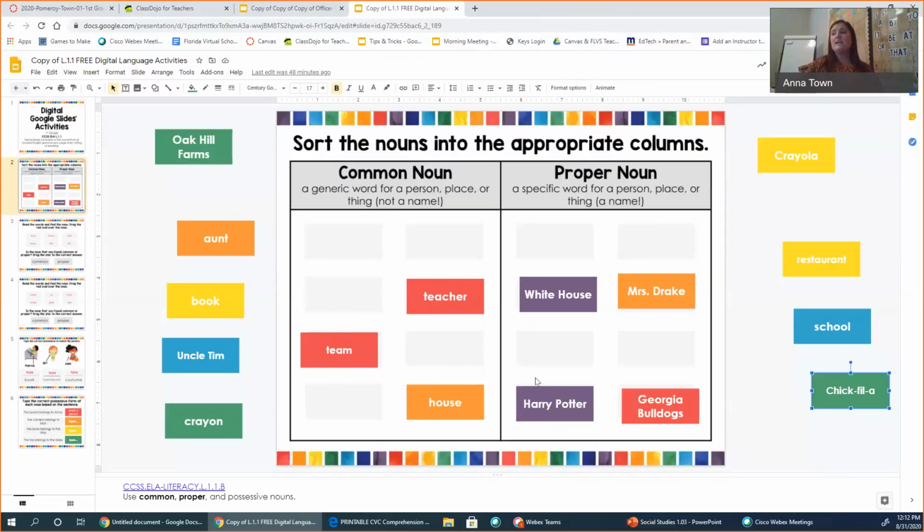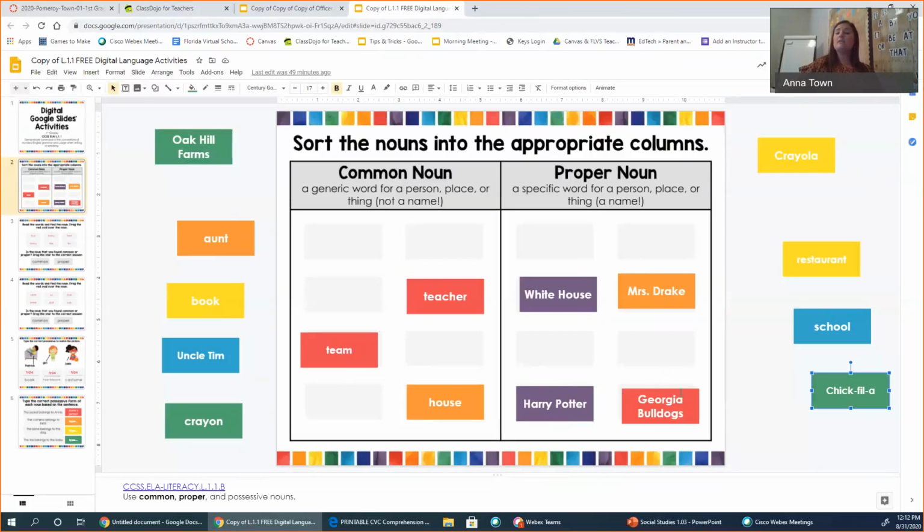Now, when you come over here, these are proper nouns. So we have White House. The White House is where our president lives. We're naming a specific house. Then that is where our president lives. Here we have Mrs. Drake. Well, we are actually naming a specific teacher. That is why this is a proper noun. We have Harry Potter. This is a character, a specific character from a movie and book. That is why it is capitalized. We're naming a specific person. And then Georgia Bulldogs. Georgia Bulldogs is a proper noun because it's a specific team. It's a college team. We're naming a specific team.